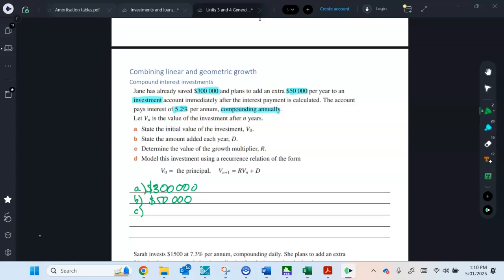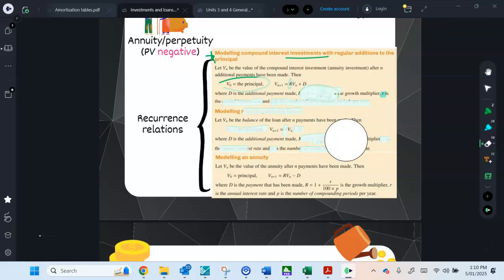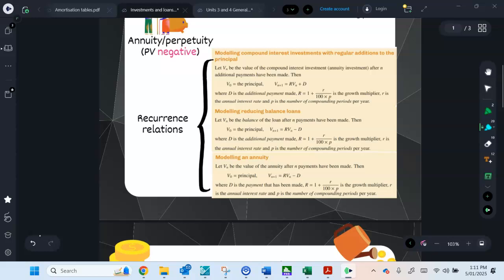Determine the value of the growth multiplier R. This growth multiplier is your common ratio, which you've done plenty of times, hopefully before. Hopefully this isn't your starting point. And just for ease of seeing things a bit easier, there we go. There's our R.